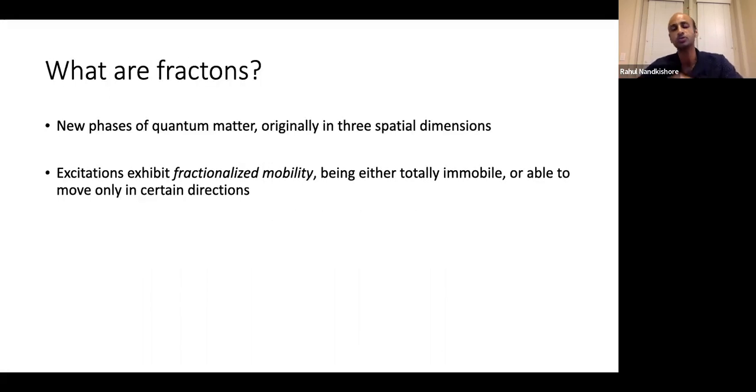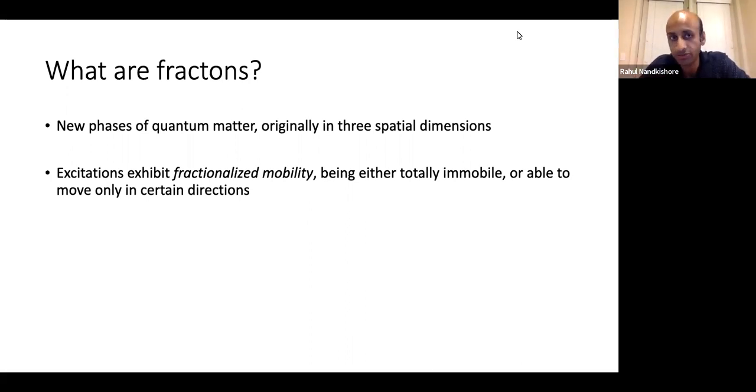So what are fractons? Well, they're new sorts of phases of matter, originally discovered in 3 space dimensions, although by now we know how to get the essential physics in 1 and 2 dimensions as well. And the signature property is that the excitations exhibit fractionalized mobility, meaning that the elementary excitations are either totally immobile or able to move only in certain directions and not others under Hamiltonian dynamics, whereas composites of multiple elementary excitations can move freely through the system.